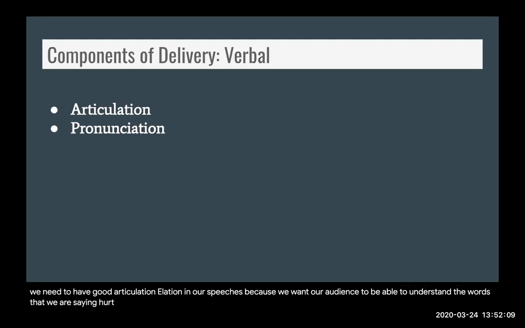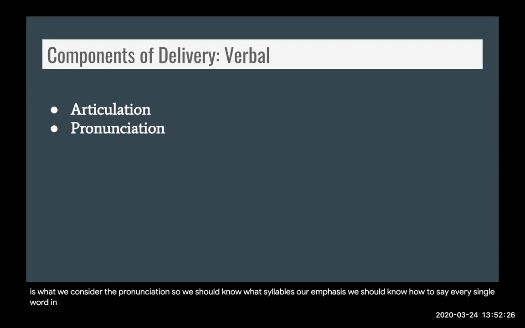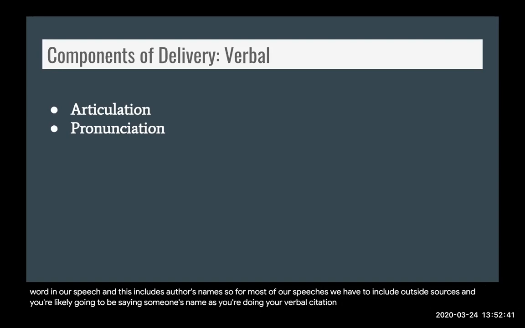So similar to diction is pronunciation. So we should know the proper articulation applied to any given word, and that is what we consider the pronunciation. So we should know what syllables are emphasized, we should know how to say every single word in our speech, and this includes authors' names. So for most of our speeches, we have to include outside sources, and you're likely going to be saying someone's name as you're doing your verbal citation. You need to know how to pronounce their name.